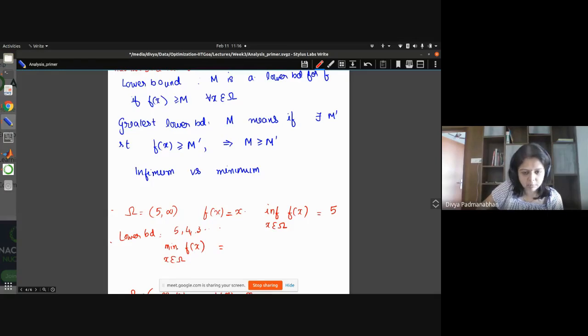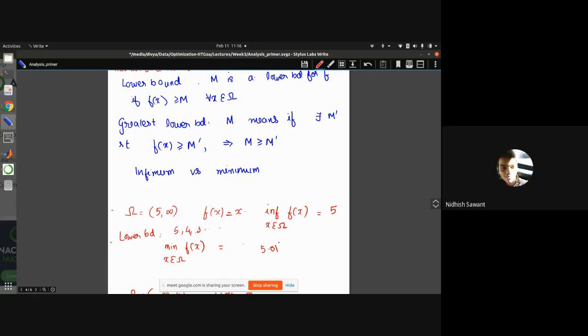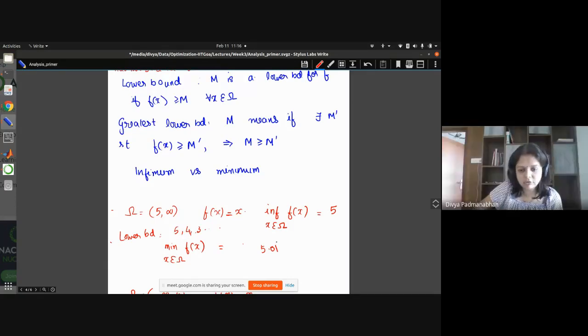But if you take the minimum, there is no point in the set omega which is lower than everything else in the set. So 5 is the infimum, but that doesn't belong to the set. Now, if you take 5.01, is that going to be a minimum? No, ma'am. That's not right. You can always find something less than this, like 5.001 and so on. So there is no minimum for this set, but the infimum exists, and the infimum is 5.